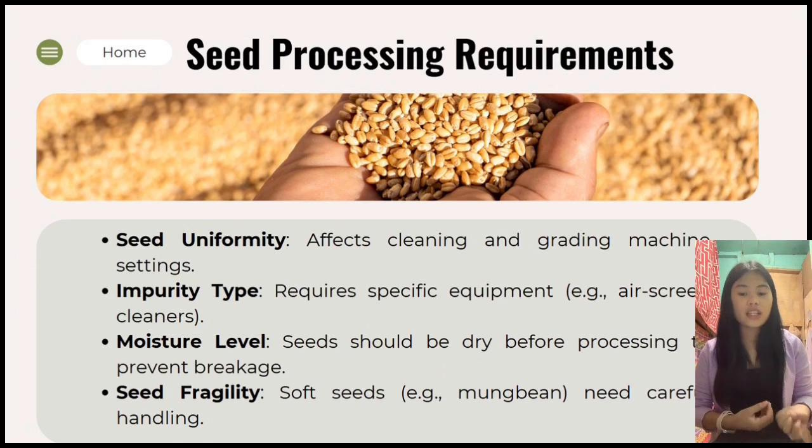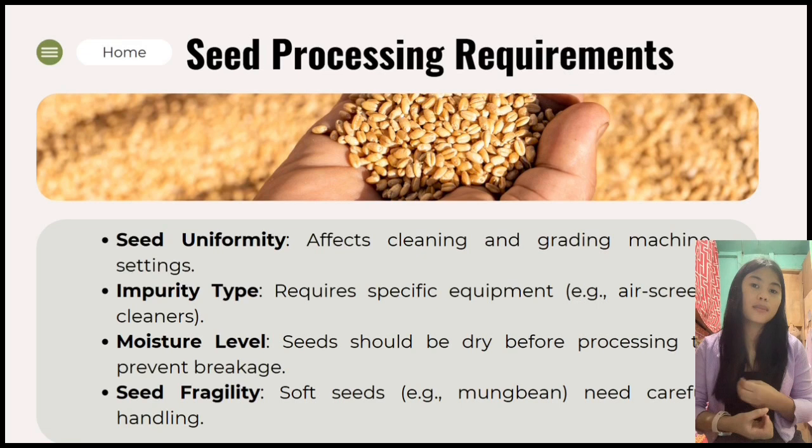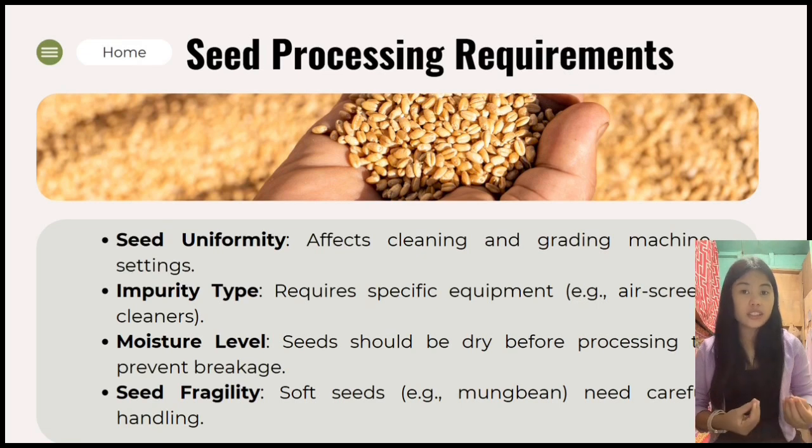And next is the moisture level. Seeds must be dry before processing. We need to dry them so they do not get contaminated or stick together. Wet seeds are more likely to break during cleaning, so they need to be dried first. Then seed fragility. Fragile seeds like mung bean need gentler handling to prevent damage, unlike corn. Seed fragility is considered a requirement in seed processing.